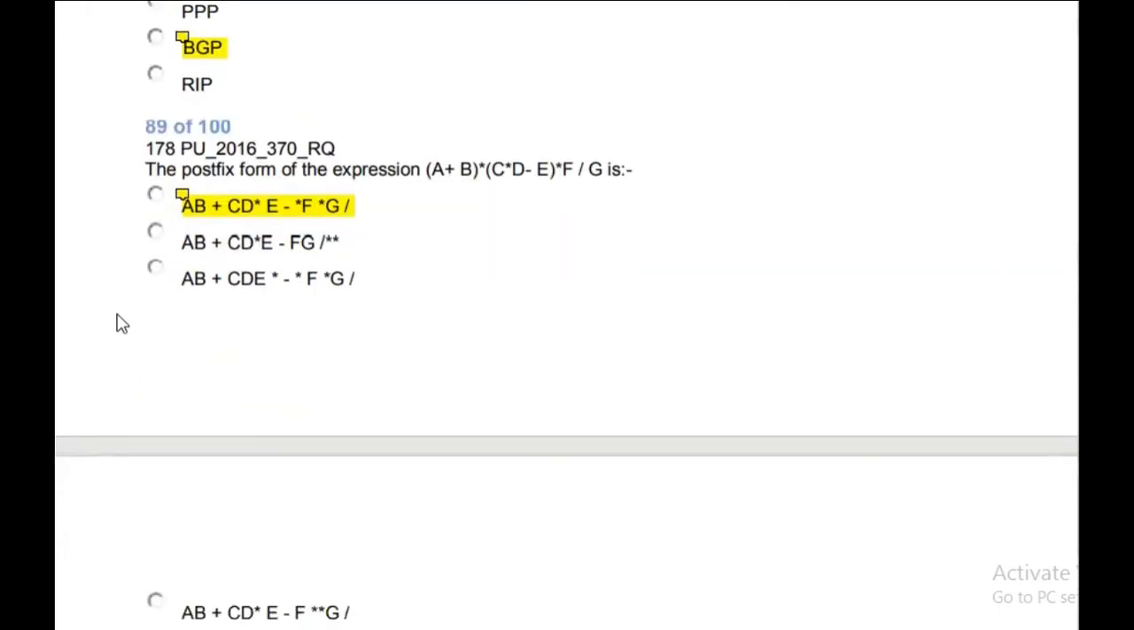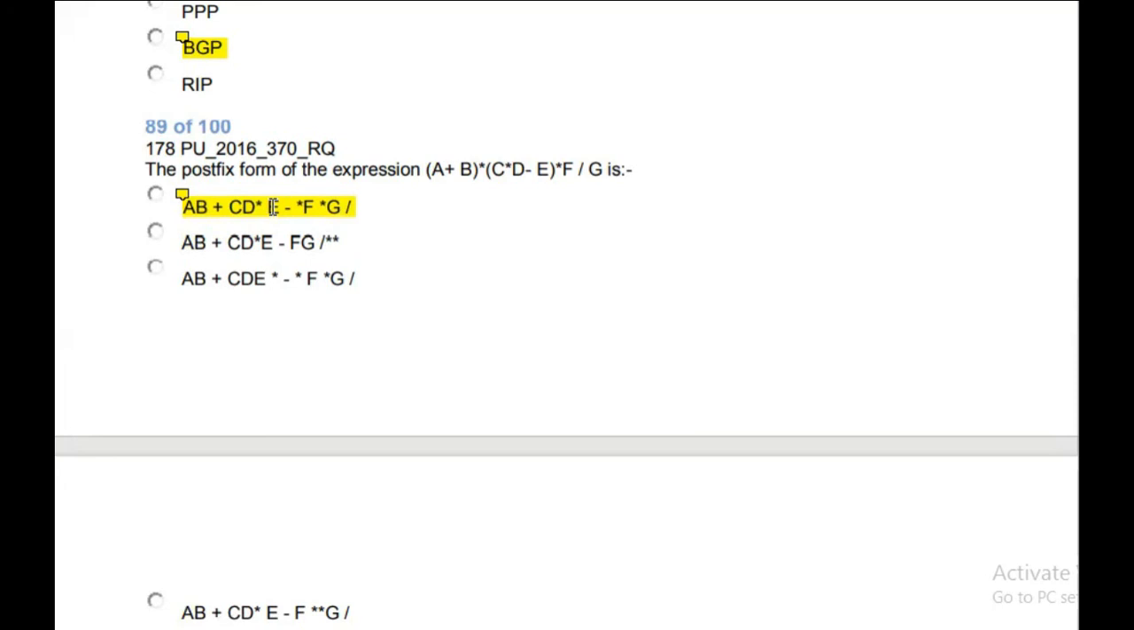Next question, question number 89. The postfix form of expression A plus B star C star D minus E star F by G is option A: AB plus CD star E minus star F star G division. So option A is correct. The postfix form of the expression.